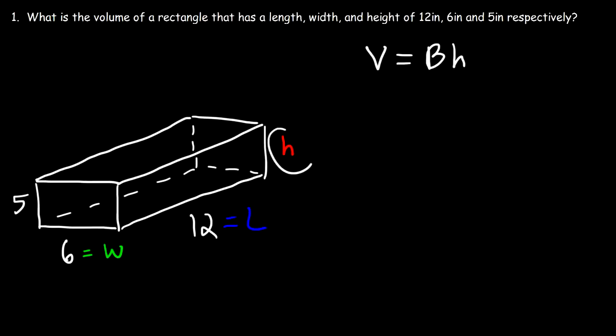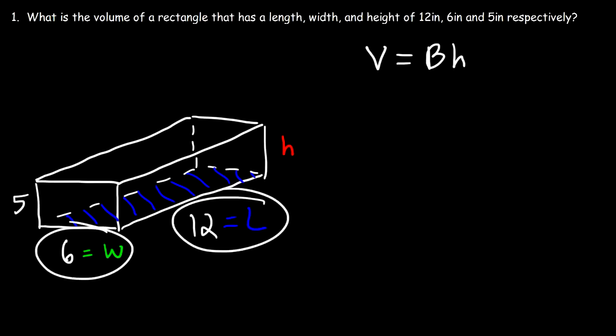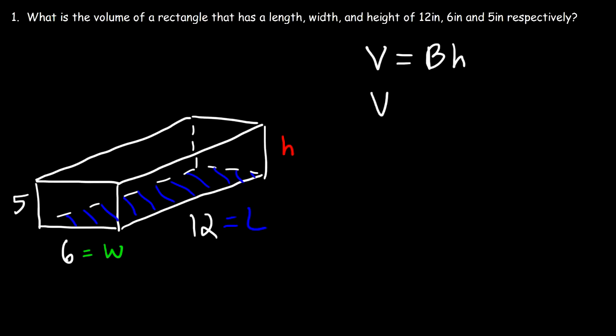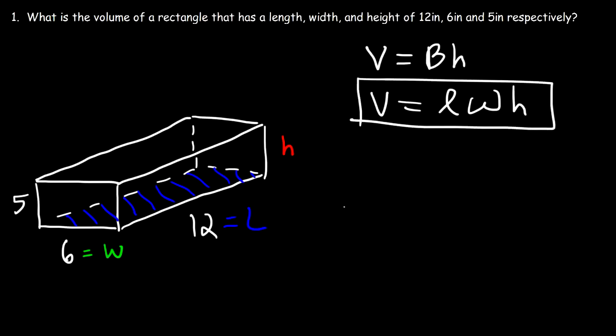So we already have the height in this equation. We don't have to worry about it. But what is the area of the base? In this particular picture, this is the base of the rectangular solid based on the way it's drawn. And the area of the base, the area of that blue portion, is basically the length times the width. So we can replace B with L times W. So the volume of a rectangular prism is simply the length times the width times the height.